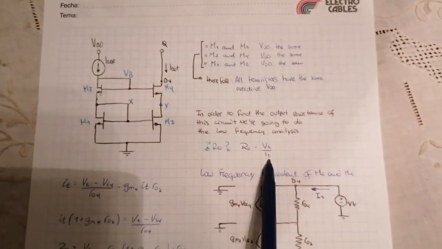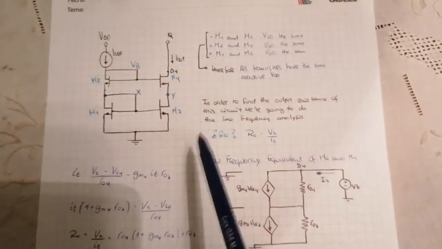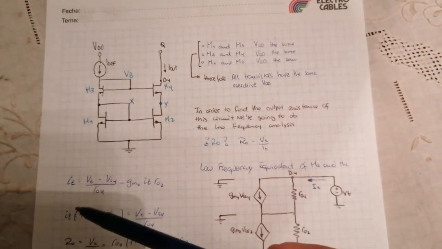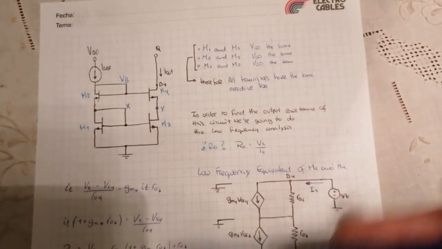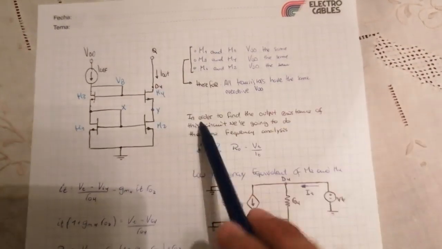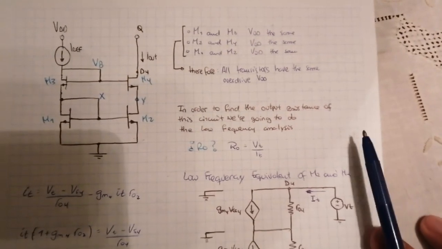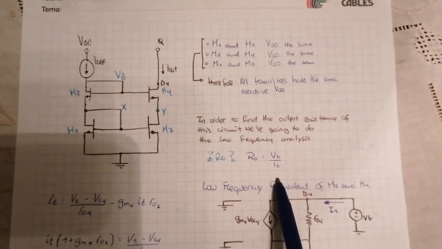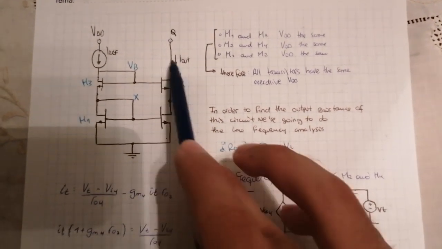In this exercise, what we want to know is the output resistance. Why do we want to know that? Because, as we know, these configurations permit us to increase the output resistance. To measure the resistance, we know that the resistance is going to be the voltage divided by the current. So here is going to be our output resistance.